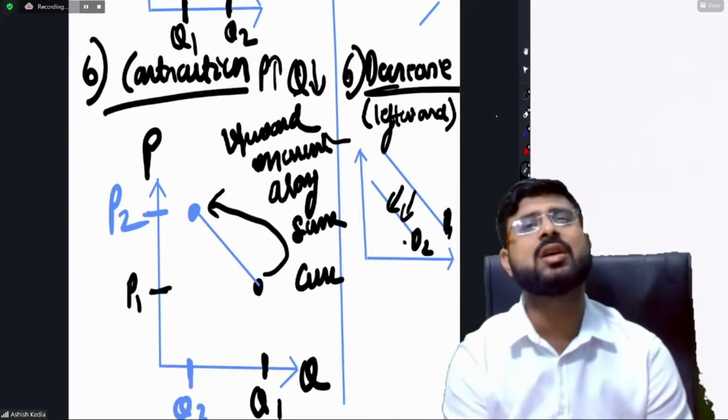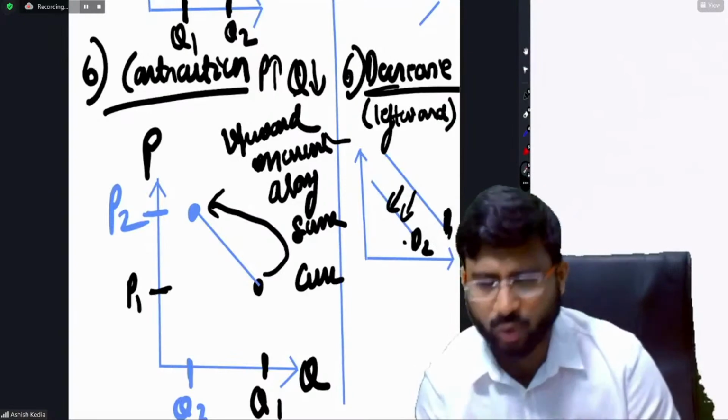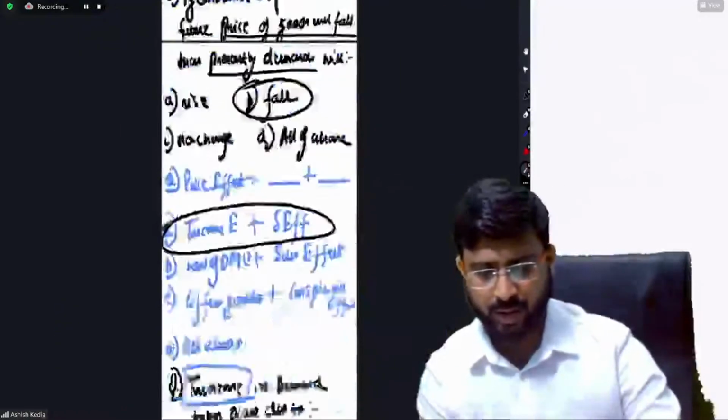I hope everyone is crystal clear with the concept so far. This is what movement versus shift is.